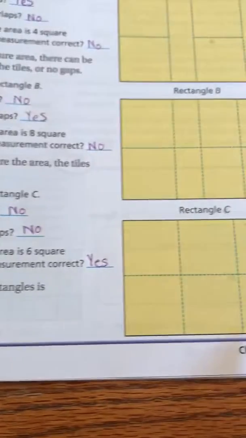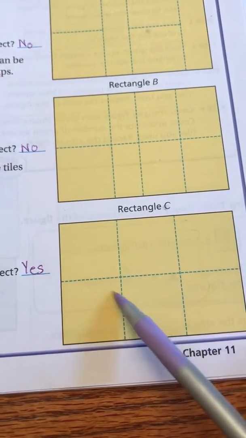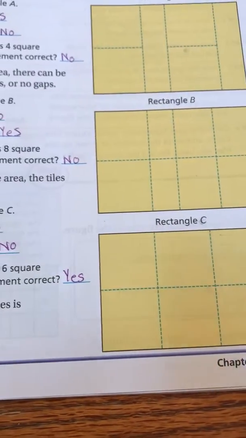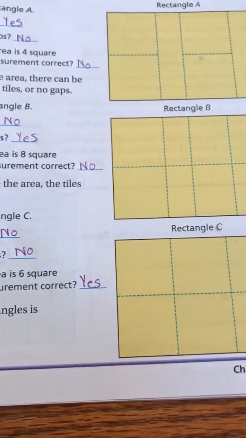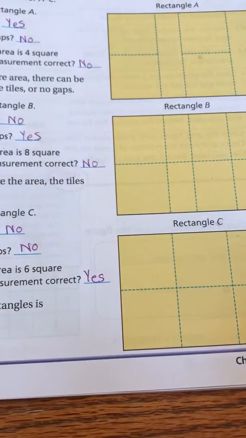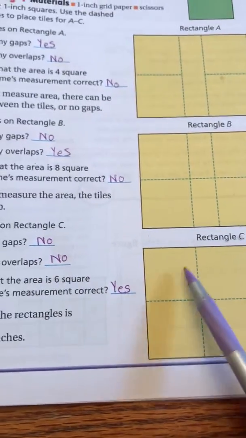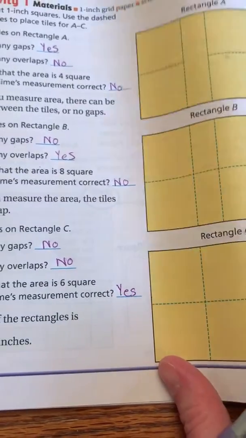Remember that when we're measuring area, we're measuring the inside of a shape. And remember, it's measured in square units. So if it's inches, it would be square inches. If it's feet, it would be square feet. But remember, area is measured in square units.